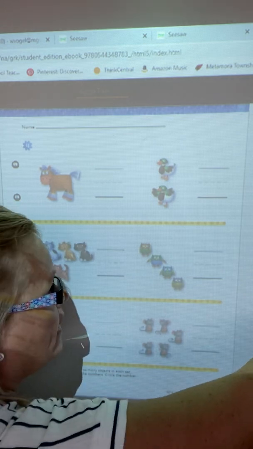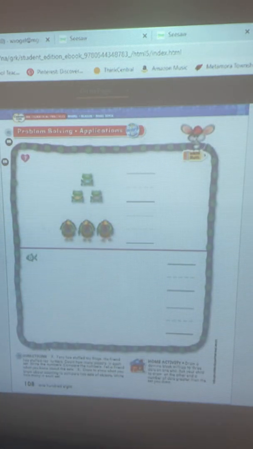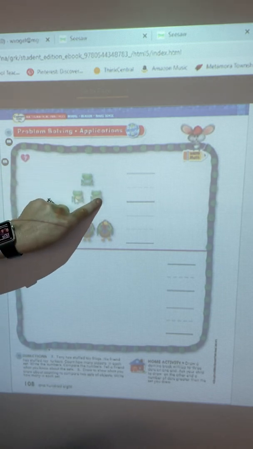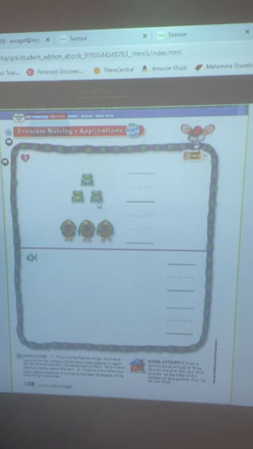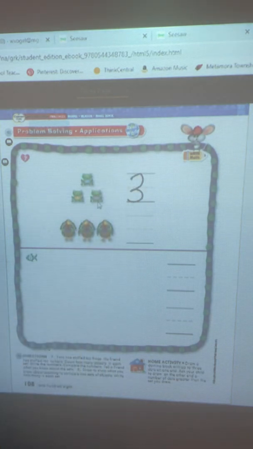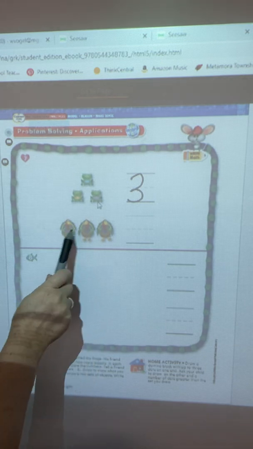Let's go ahead and go along to the very last page, page 108. Let's go ahead and count our froggies. 1, 2, 3. Very nice. Go ahead and put a 3 up here. And count our turkeys. 1, 2, 3.